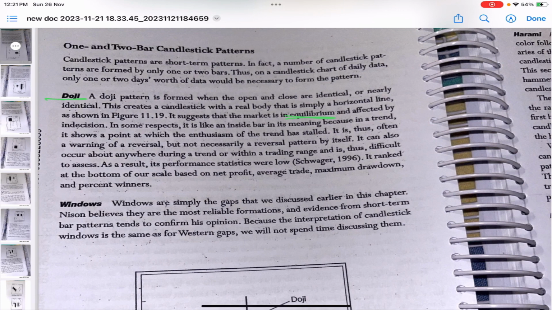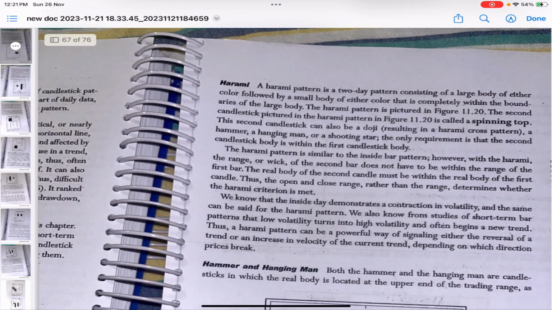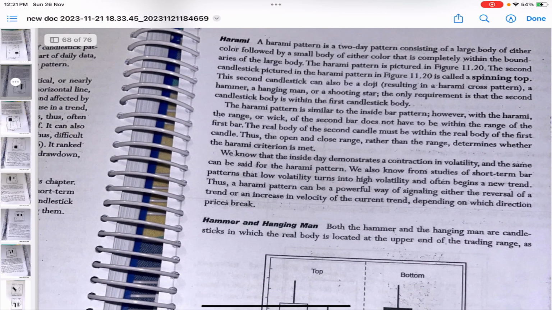Next we come to windows. Now what exactly are windows? Windows are simply the gaps which we have been discussing so far. So what does windows mean? Windows mean gap itself.